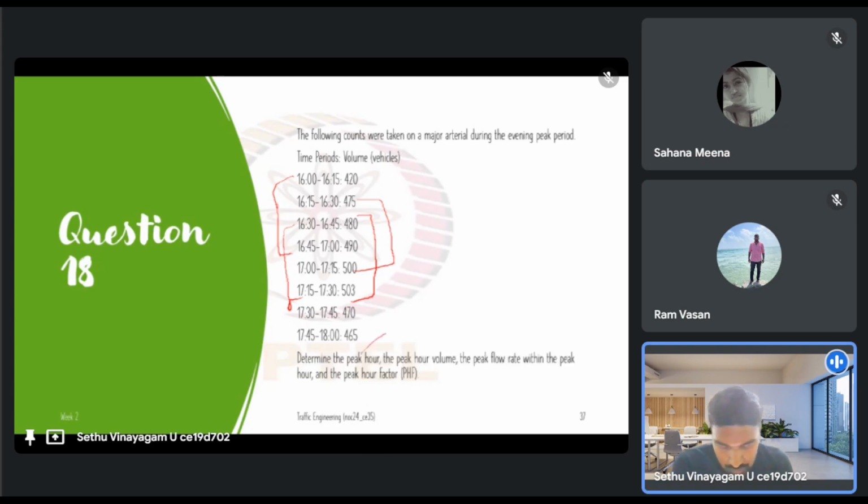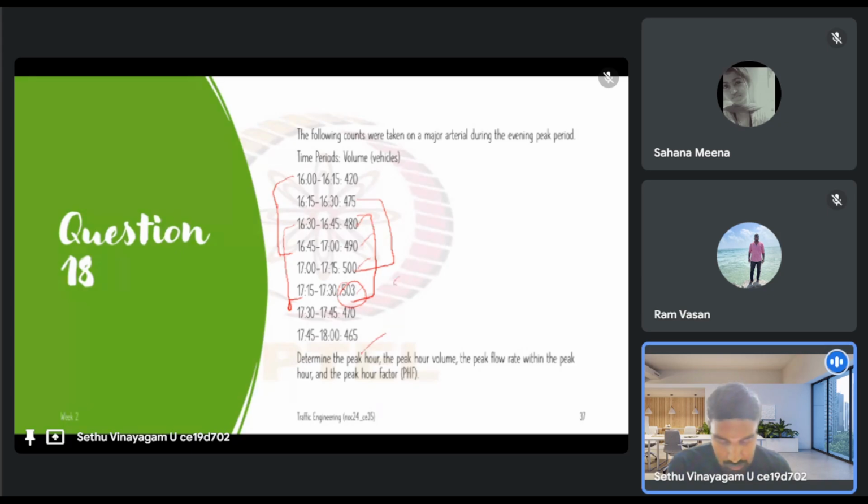The peak hour volume is basically the sum of the individual 15-minute period volumes. That is 1973, the sum of these four values. The peak flow rate. So what is flow rate? As we saw earlier, a flow rate is nothing but you measure the flow for a smaller period but express it in terms of hourly flow, right? In this peak hour, 503 vehicles is the maximum flow, that is our peak flow happening in the peak period.